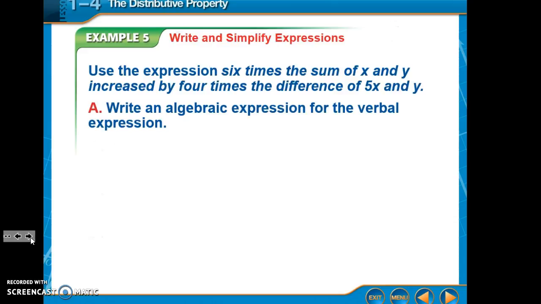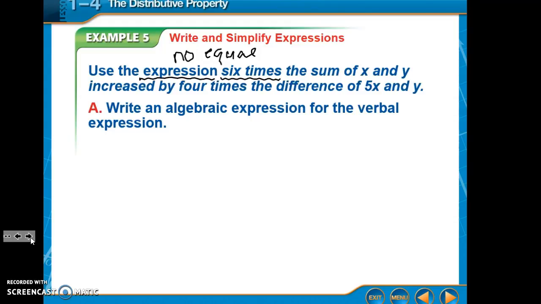All right, so then looking at this one, we have a word problem. Use the expression 6 times the sum of x and y increased by 4 times the difference of 5x and y. Write an algebraic expression for the verbal expression. So the first thing, what are our variables? What are they giving us as our letters? X and y. It says the expression, so are we going to have an equal sign? No, because we just have an expression, so no equal.